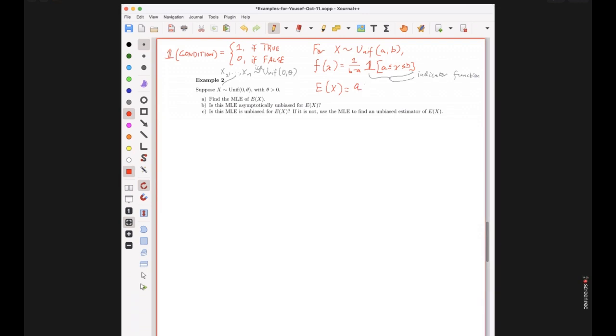And so some properties about this. The expectation is a plus b over 2, so just the middle between a and b. And the variance is 1/12 b minus a squared. And you can show both of these things using the property that I talked about on the previous slide by just integrating this density function.